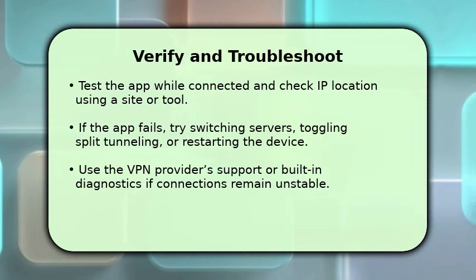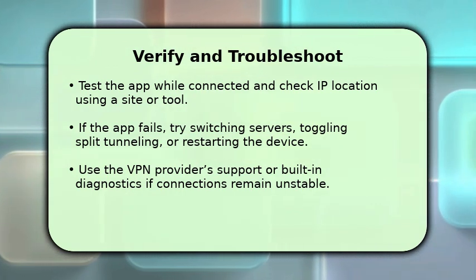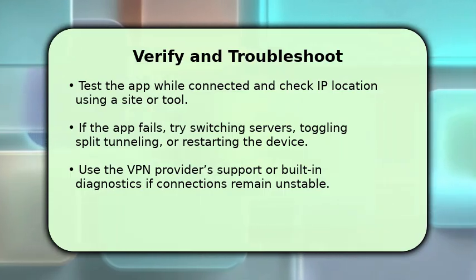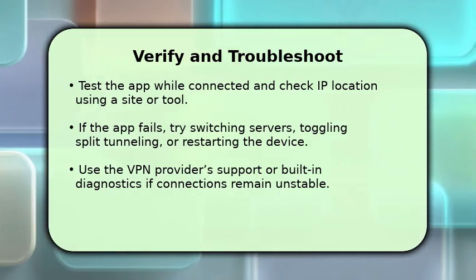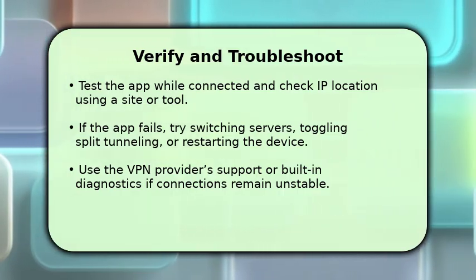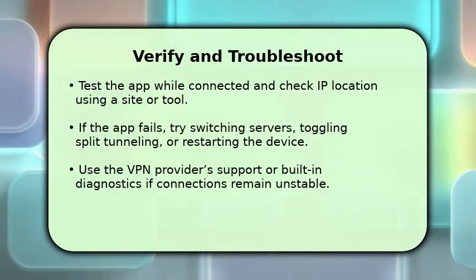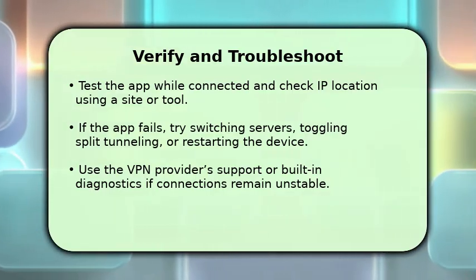If the app fails to connect, first switch to a different nearby server and try again. Toggle split tunneling off and on, then restart the device if problems persist. Contact your VPN provider's support or run diagnostics built into the app to resolve stubborn connection issues.